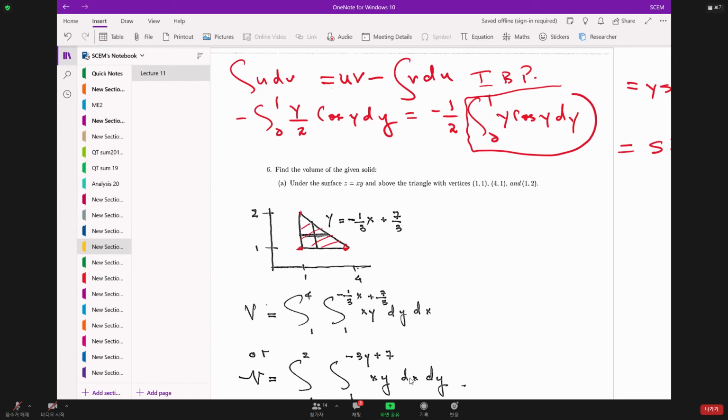Now, here are the vertices. If you look, you're going from (1, 1) to (4, 1). Here's (1, 1). Here's (4, 1). Here, y is equal to 1. Y is always 1. Now, look at this vertex and this vertex. This is (1, 2). So y is 2 here, y is 1 there, and x equals 1. This line is x equals 1.